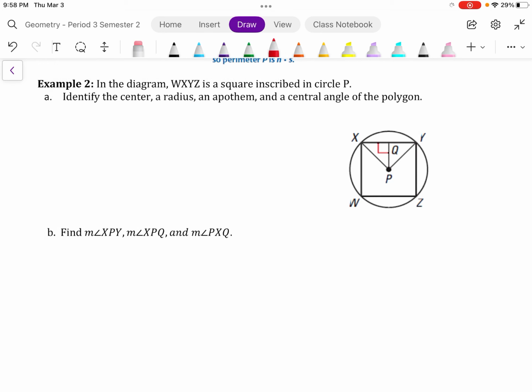In the diagram, WXYZ is a square inscribed in circle P. We're going to identify the center, a radius, an apothem, and a central angle of the polygon. So it's important that you know how to identify these parts of the shape. So first off, our center is at point P. Then our radius, there are 2. In this one, we could do PY or you could do PX. I'm just going to list both because they're both there.